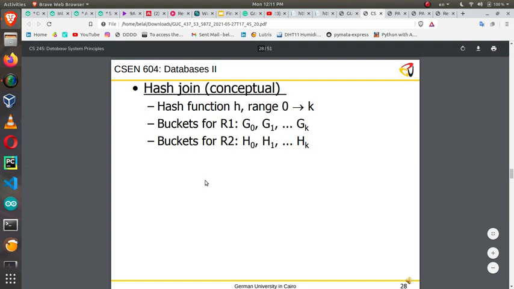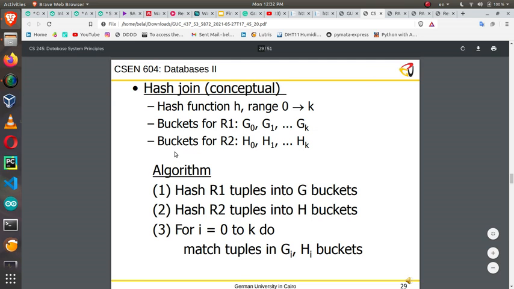The last type of join we are gonna learn in this course is the hash join. The idea behind the hash join is very creative. Since we want to join relation R1 and R2 and there is a common column, and R1 and R2 are sorted, we will hash the R1 tuples into a certain number of buckets, and we will hash R2 into H buckets. Then we can match the tuples in the corresponding buckets only.